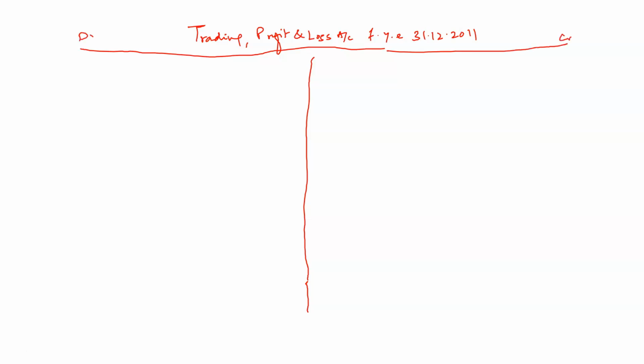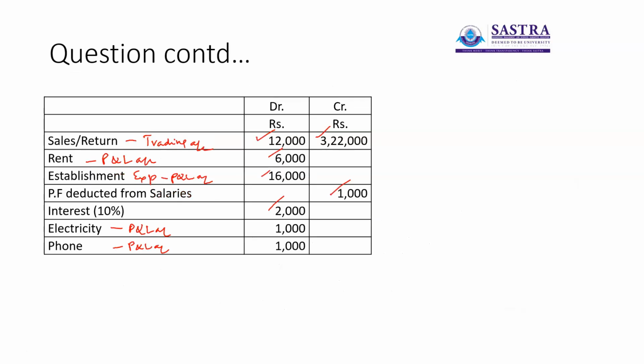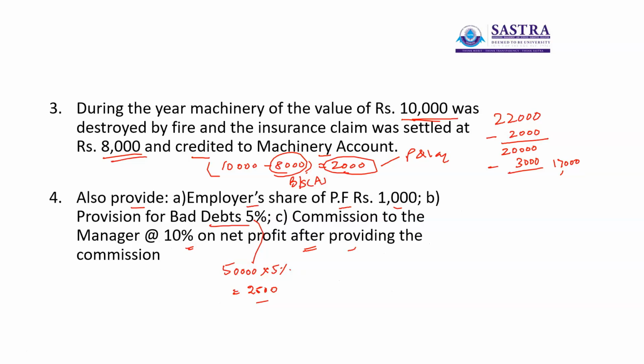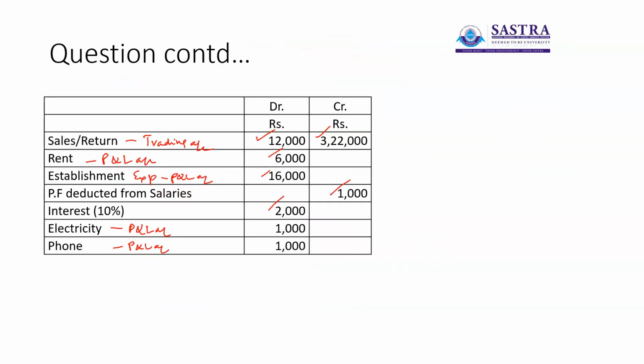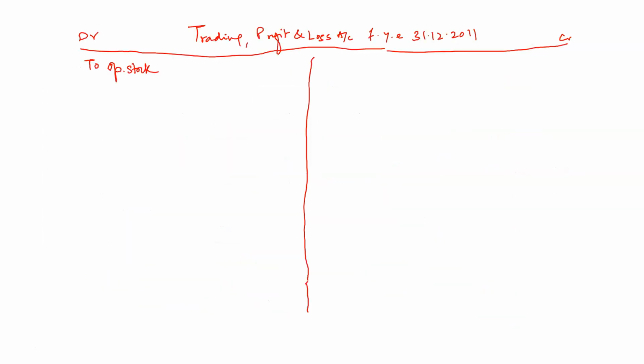So credit and debit. To opening stock, first we have to start with the opening stock, or we can go by items, not an issue. In that case we can go by ledgers in this question. Okay, to opening stock, which is given as 12,000. Opening stock 12,000.